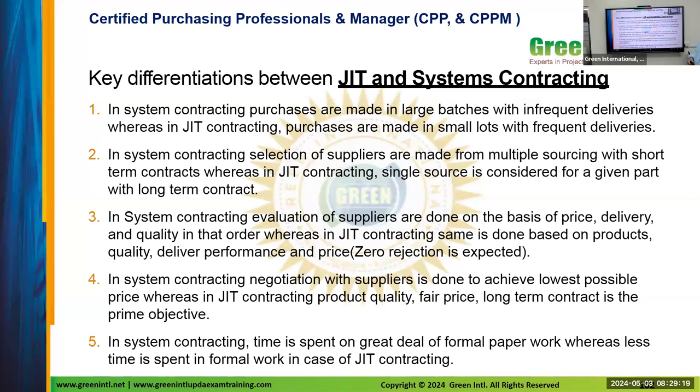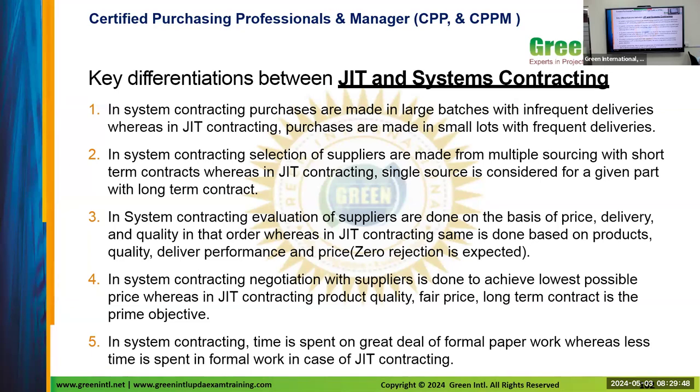Key differentiation between just-in-time and systems contracting. In system contracting, purchases are made in large batches with infrequent deliveries, whereas in just-in-time contracting, purchases are made in small lots with frequent deliveries. In systems contracting, selection of suppliers is made from multiple sourcing with short-term contracts, whereas in just-in-time contracting, a single source is considered for a given part with a long-term contract.